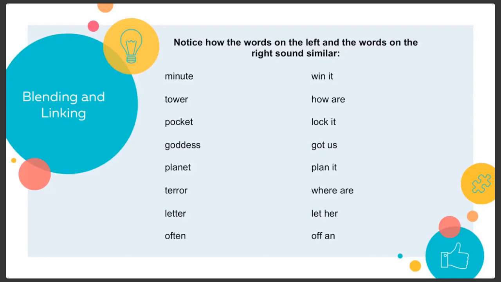So you should have repeated "minute." And now repeat "win it." Win it. Minute, win it. Great, you should have repeated both of those words.